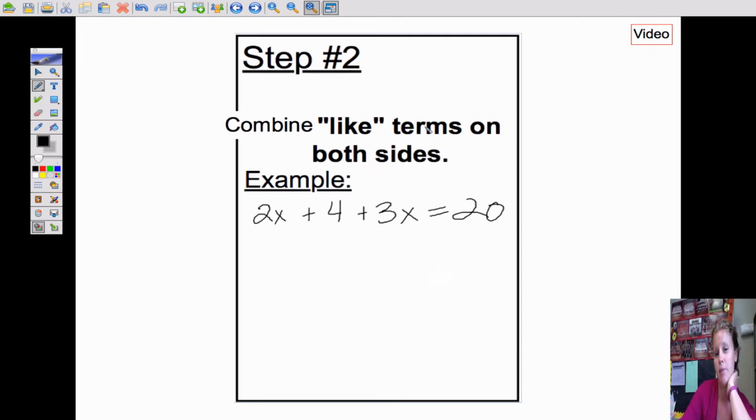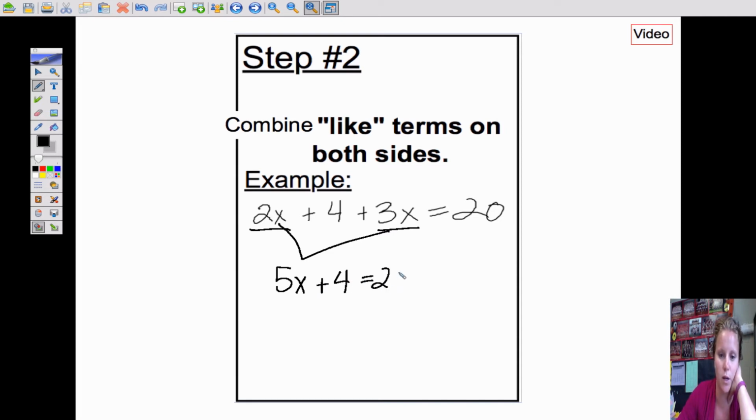Step 2 is to combine like terms on both sides. Some equations you might have both sides of 2 expressions to combine, or sometimes you only have one side. Sometimes you'll have to combine things that have an x, so 2 coefficients. Sometimes you'll have to combine constants. So in this example, we have to combine 2x and 3x. They both have x's, so we can combine those. They're both positive, so 2x plus 3x is 5x's, so we would simplify that. 5x plus 4 equals 20.